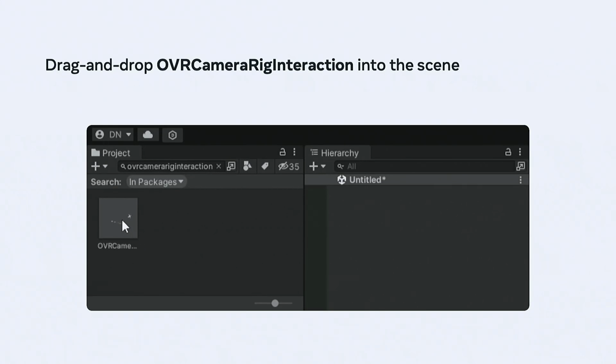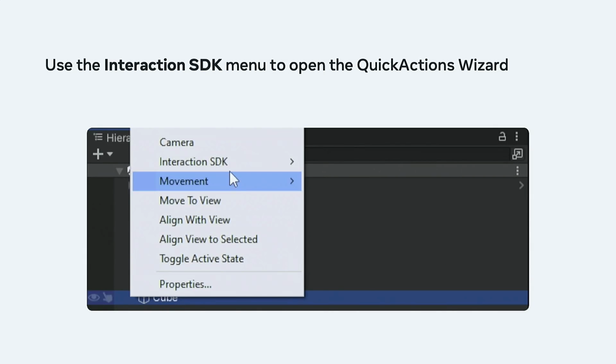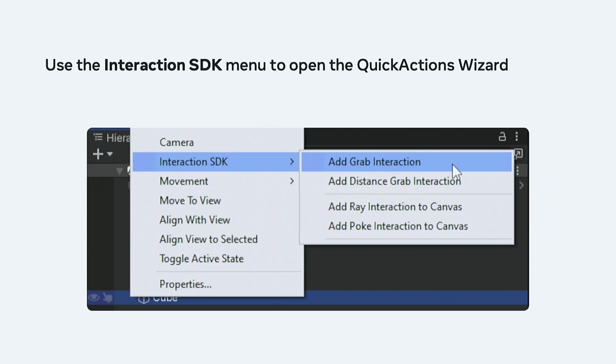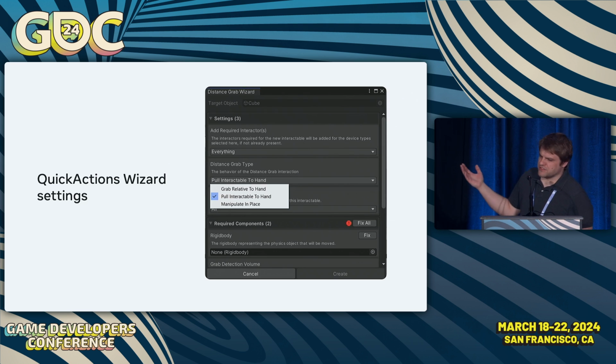So that went pretty fast, so we'll just take a quick sec to slow down and look at what these individual steps were. Again, we just dragged the OVR camera rig interaction into our scene. We can right-click on one of the objects here. This opens the Quick Actions wizard, so I go to Interaction SDK and add an interaction type. There's the Quick Actions wizard, and this is the wizard for distance grab, and you can see there's a few different modes here: grab relative to hand, pull interactable to hand, and manipulate in place that I talked about earlier. You can just choose from a drop-down. It'll configure all the components for what you've chosen. And then you can see the buttons there that say Fix All and Fix.